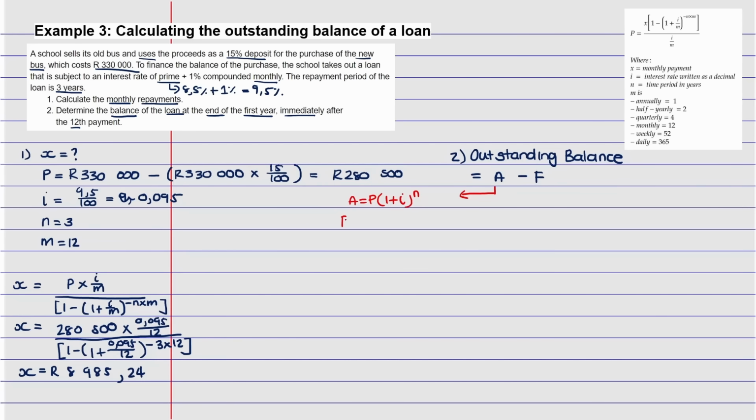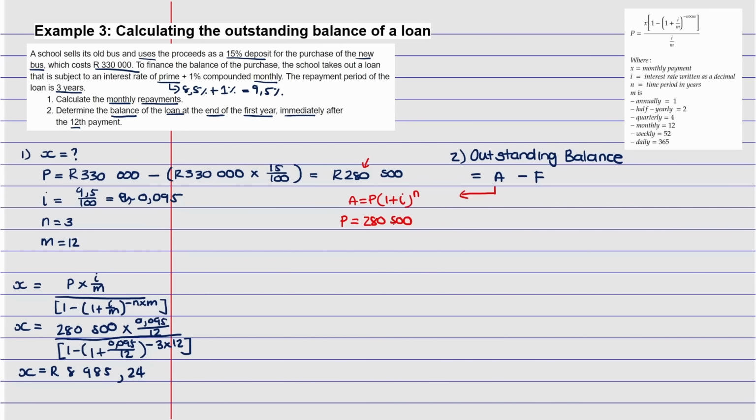So we need P. In our case here, P is going to be the loan amount, not the principal amount. P is always going to be the loan amount. So it's going to be 280,500, because that's the actual loan amount that you took out.